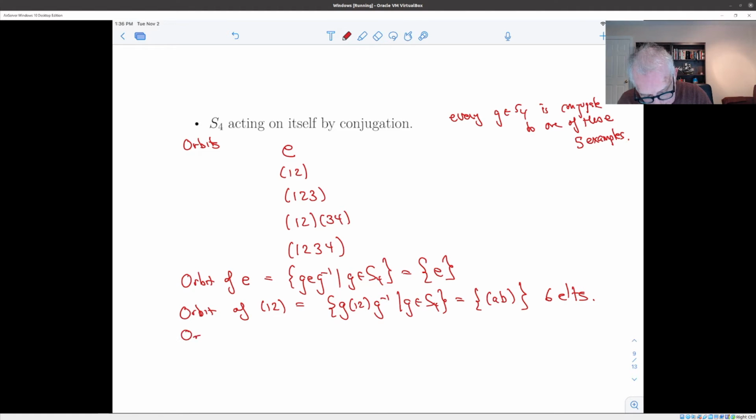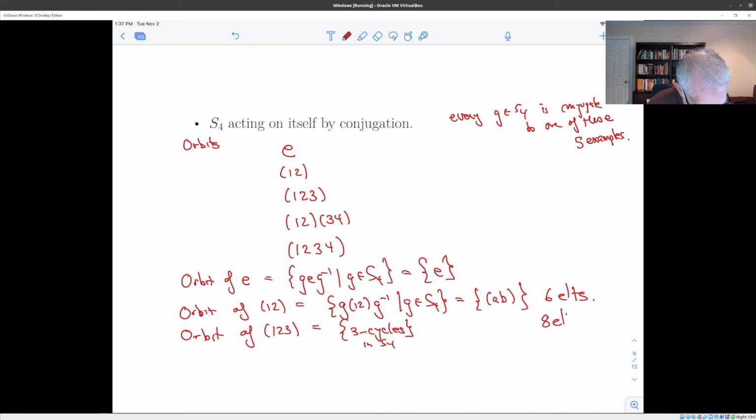What about the orbit of (1 2 3)? Well, this is the collection of 3 cycles in S4. And how many of those are there? Well, we have to leave out one of the 4 elements. So there's 4 ways to do that. And that gives us our 3 elements. But there are 2 different ways to arrange them. So like, for instance, (1 3 2) and (1 2 3). So there's a total of 8 elements in this orbit.